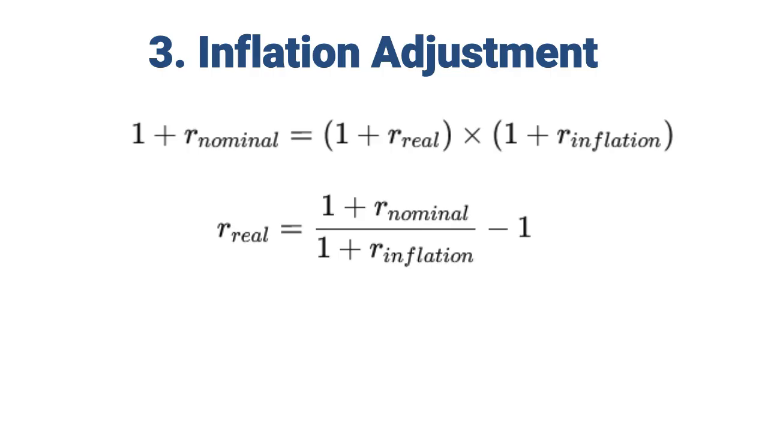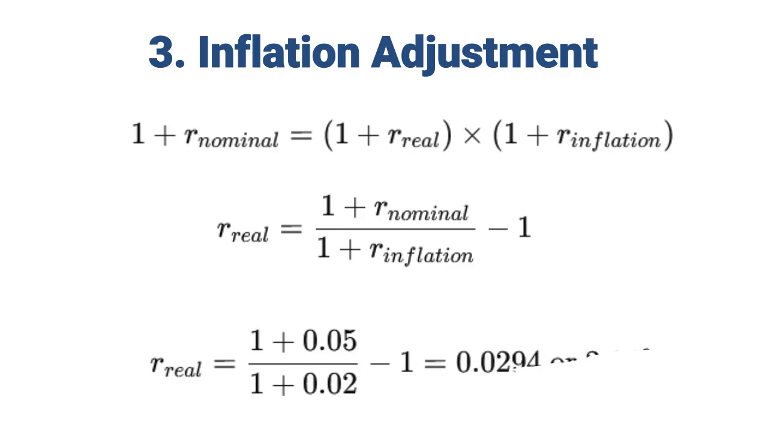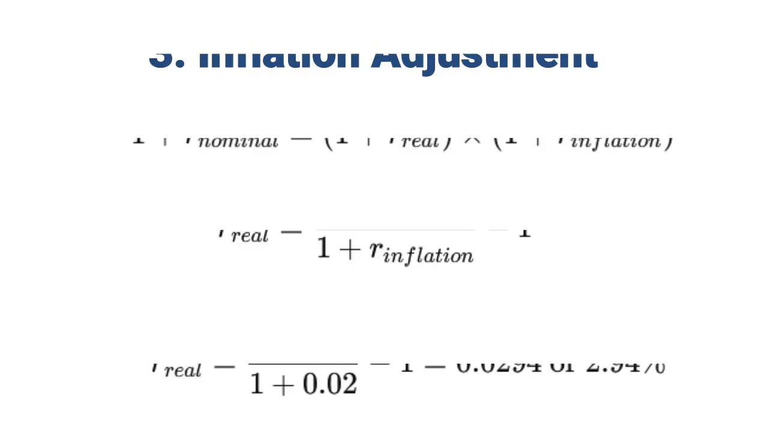For example, if your nominal rate is 5% and inflation is 2%, the real rate equals 1 plus 0.05 divided by 1 plus 0.02, minus 1. This gives you a real rate of 2.94%. So, even though the nominal rate is 5%, inflation reduces the actual purchasing power, and you only effectively earn 2.94% after inflation.